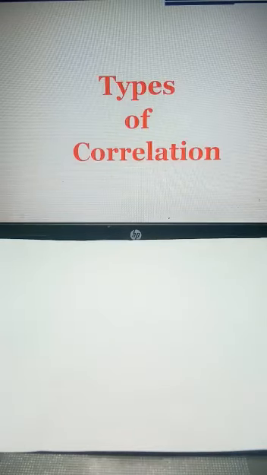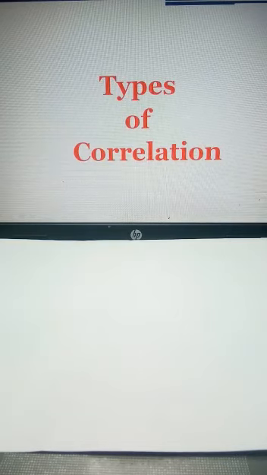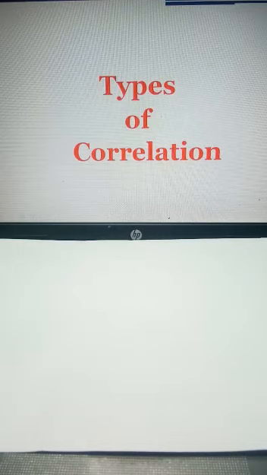So next we will discuss the various types of correlation. The very important and basic types of correlation are the positive correlation and negative correlation. Both positive and negative correlation help to explain the direction of the correlation. So first of all, we will see what is the positive correlation.